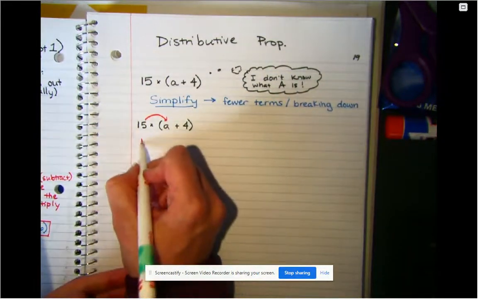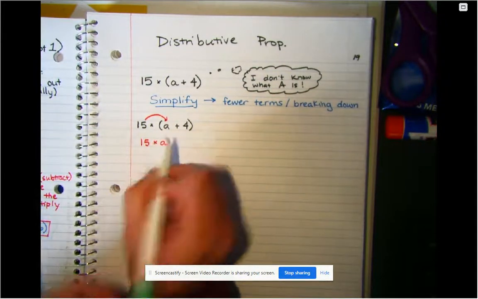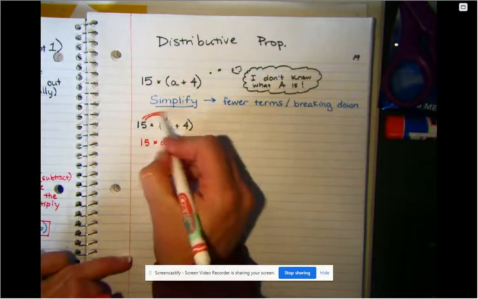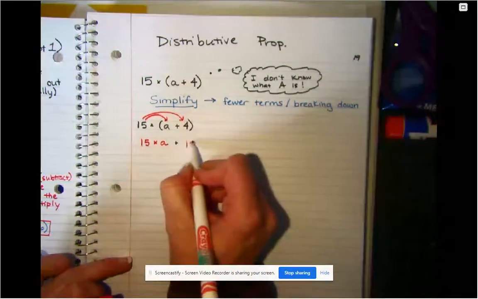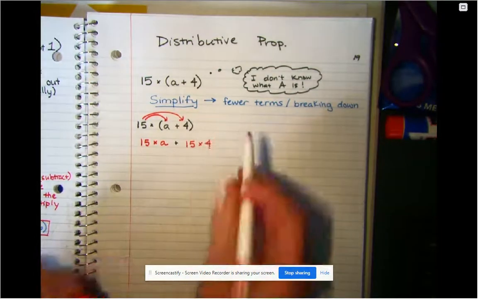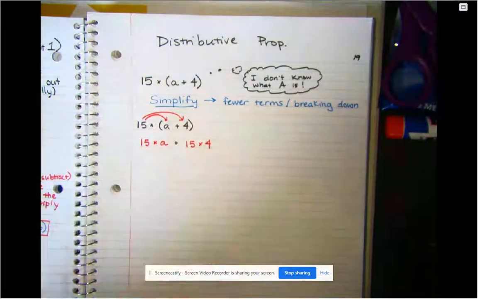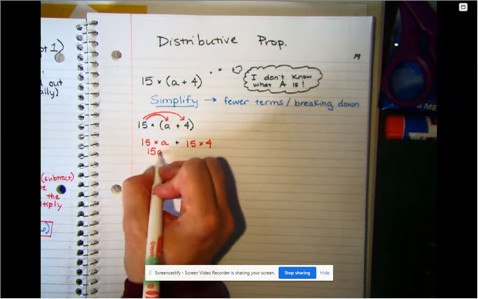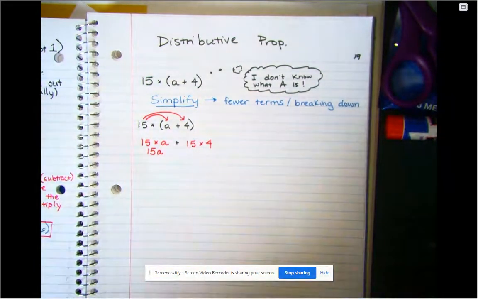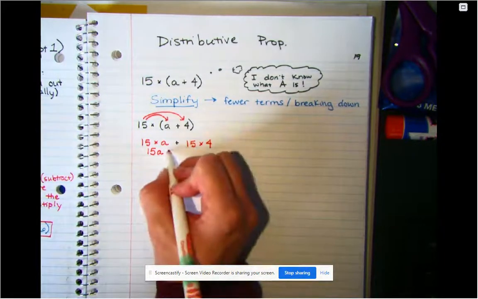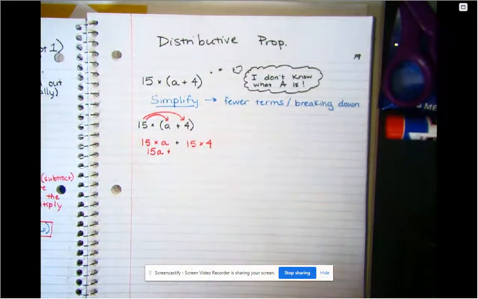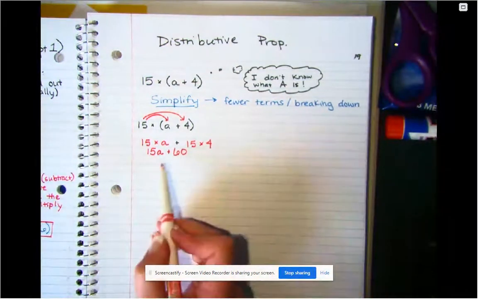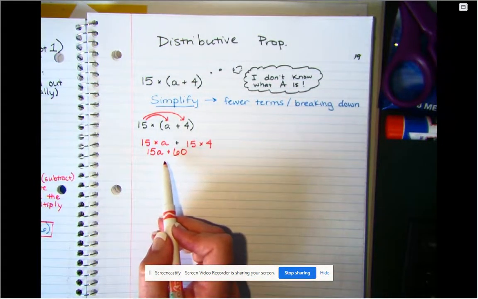15 times a plus 15 times 4. 15 times a, I don't know what a is, so I don't know what that is, so I just have to settle for 15a. Remember, if they're right next to each other, that means multiplication. But I do know what 15 times 4 is. It's 60. So you might be wondering, Miss Funk, what the heck did we just do?